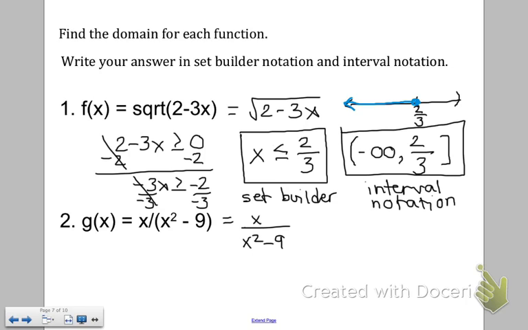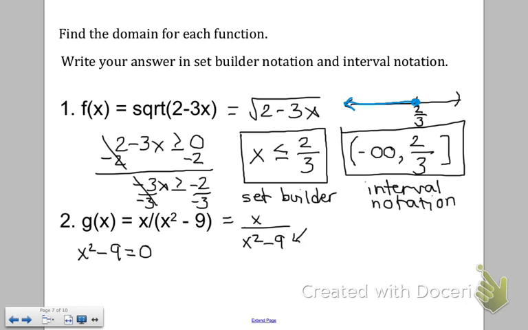I have a denominator. My denominator right here, this x squared minus 9, cannot be 0. So what I do is I set that denominator equal to 0 and I solve it. Remember that when I solve it, the solutions I get out are the values that I cannot have. So I'm going to set x squared minus 9 equal to 0.